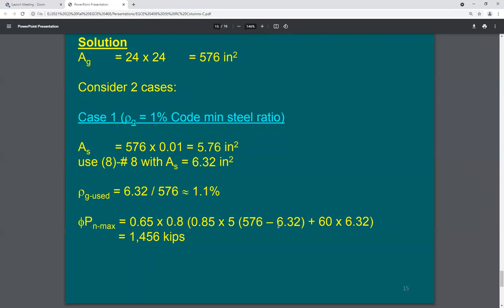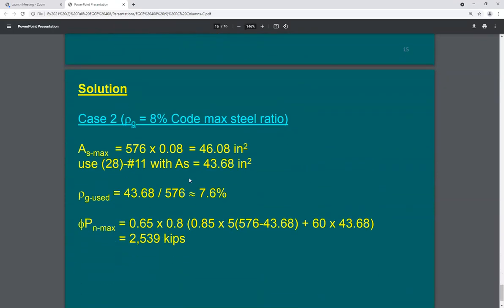Right? So I'm going to go here with 6.32. Then you add the steel reinforcement capacity, right? 0.65, 6.32, and here we go. I have 1456 kips. So great. That was a simple exercise. I learned a few tricks here. I learned that at least I need 8 rebars. I learned that at least I need number 8, because if I go with number 7, I'm going to be going below the minimum. So here I was able to satisfy the minimum reinforcement ratio needed. So great. How about the second case?